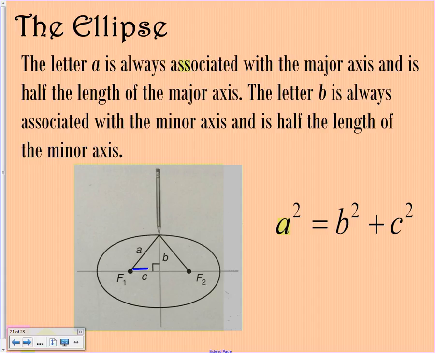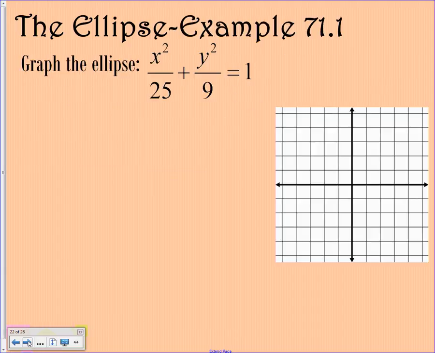Your c is the distance from the center to your foci, and that's going to be the same distance over here. And then this is your B, and then your A is the same as the length that would have been from here to here. So sometimes they'll give you your A and your B and ask you to find your C, or they'll give you your B and your C and ask you to find your A, and you'll have to use that formula a squared equals b squared plus c squared. I would recommend drawing that figure so that you can remember where your A, B, and C go on your ellipse.